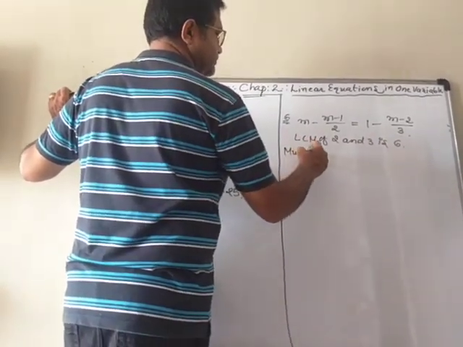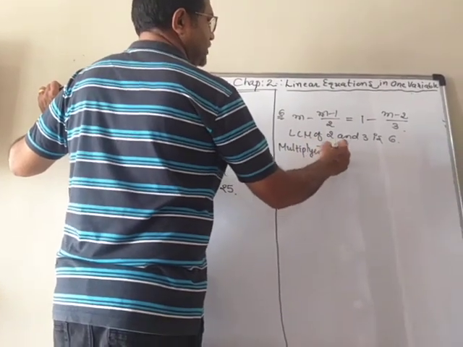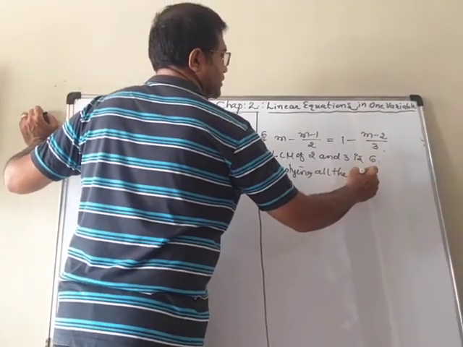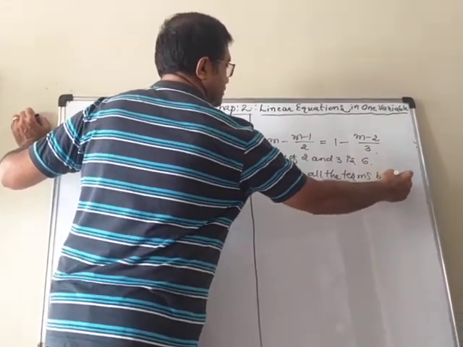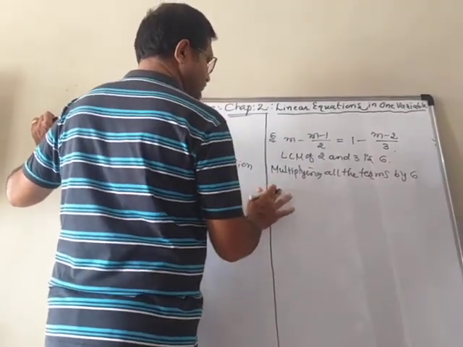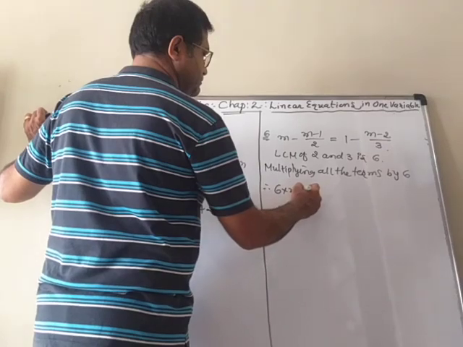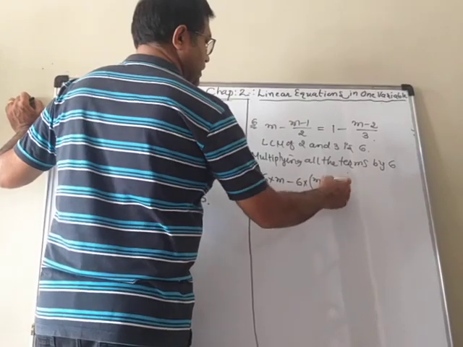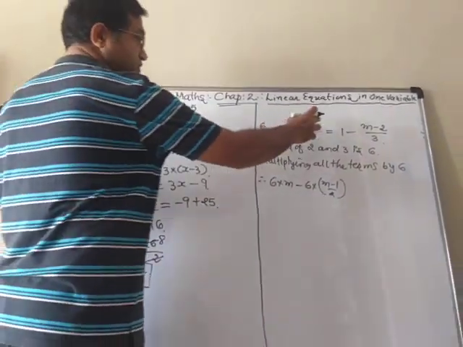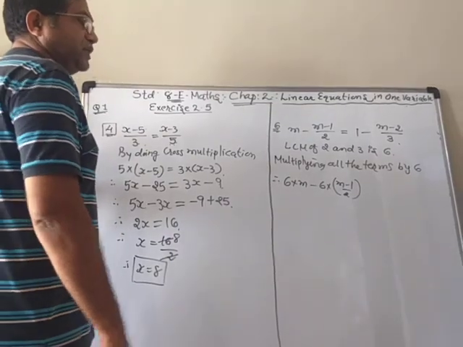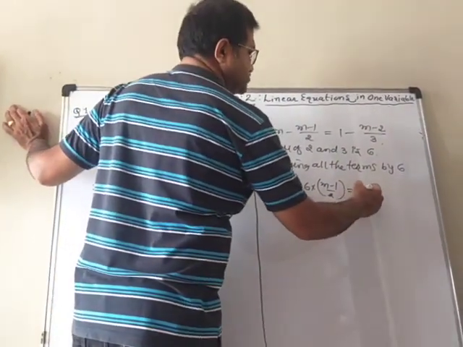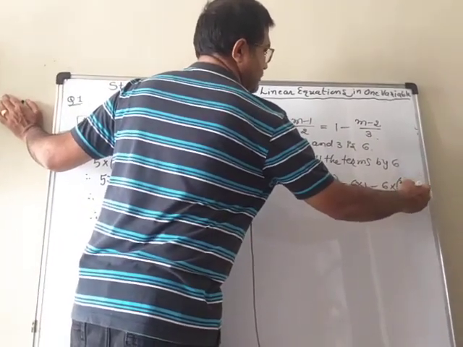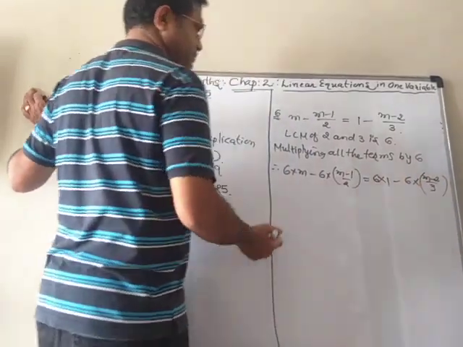So multiplying all the terms by 6. So we will get, therefore, 6 multiplied by m minus 6 multiplied by m minus 1 upon 2. This is a big term, so you have to write it down in the bracket so that there is no confusion. 6 multiplied by 1 minus, here also make the bracket, m minus 2 upon 3.